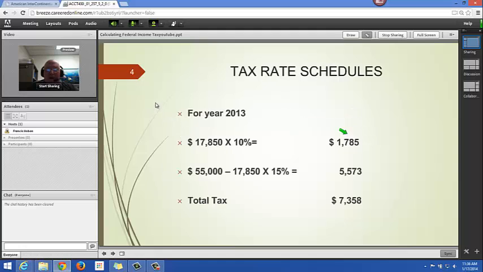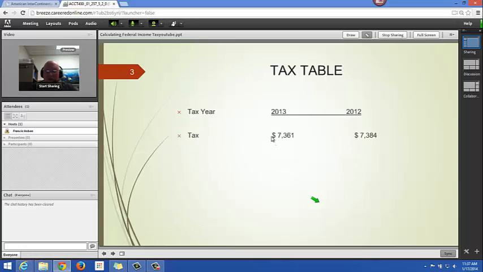But let's talk about the tax rate schedules. Well, what do you do then? Then you have to calculate it out. Here's 2013. We know the first $17,850 of taxable income is taxed at 10%, and that tax is $1,785. But we have $55,000 of taxable income. So the first $17,850 is taxed at 10%, and the remaining amount is taxed at 15%. And that tax is $5,573. And what's the total tax? $7,358. $7,358, compared to the tax table's $7,361. Pretty close.